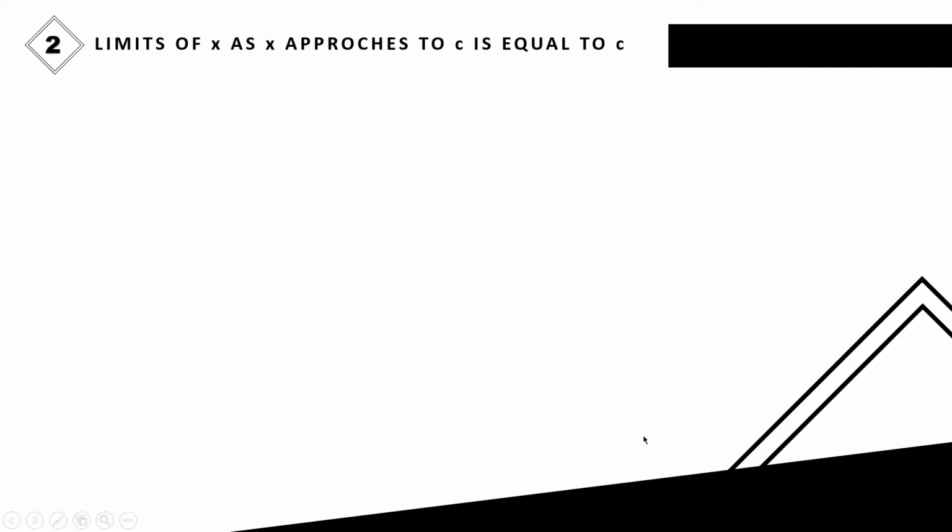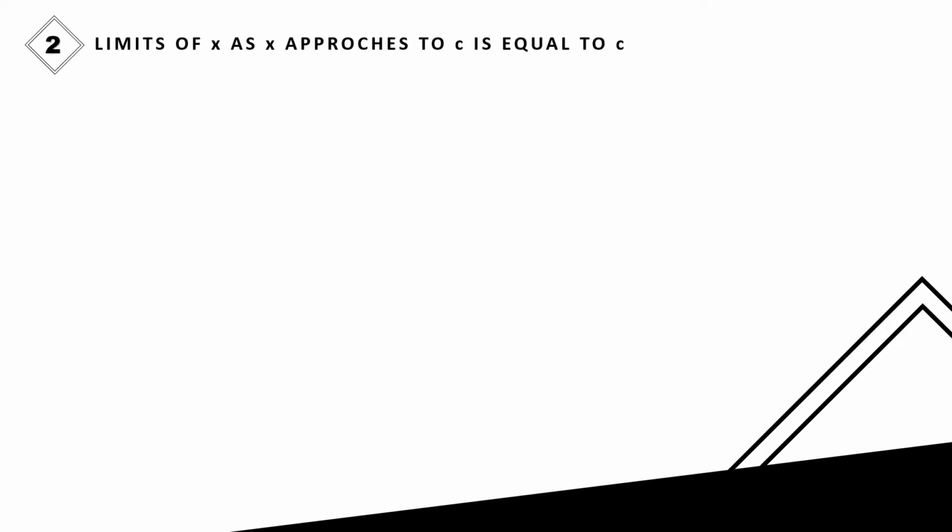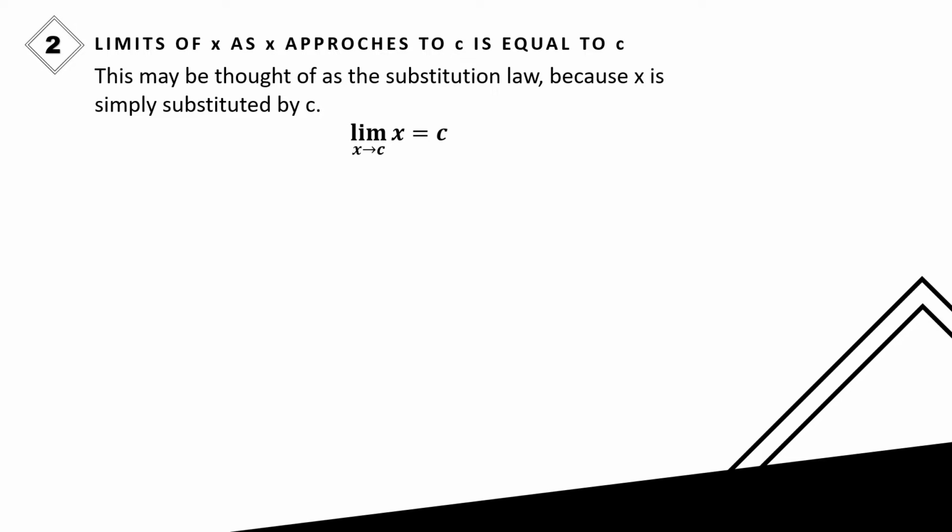The next theorem is all about the limit of x as x approaches c is equal to c. Ngayon naman, kung kanina, ang ginamit natin ay constant k in getting the limit of our function, ngayon naman, we are going to use this constant c sa pagkuha ng limit of our function. So sometimes, we can say that this is a substitution law because we simply substitute c doon sa value ng x natin. So we have here the limit of x as x approaches c is equal to c. So yung constant na yung naging limit natin dito.